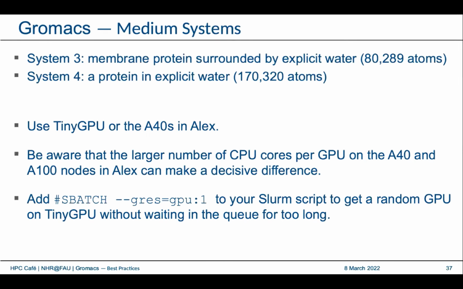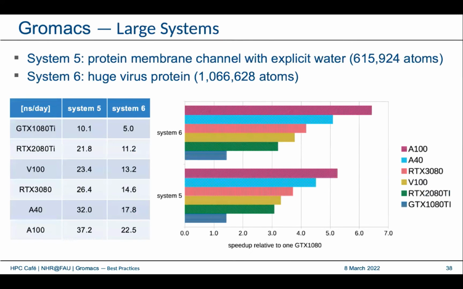So let's go to some large systems. These have 500,000 and 1 million atoms. Not many of our users look at systems that large on a regular basis, but there are some that do. Here, our recommendation is not 100% clear, because these simulations can actually benefit from a multi-GPU setup, but that has to be checked for every case.